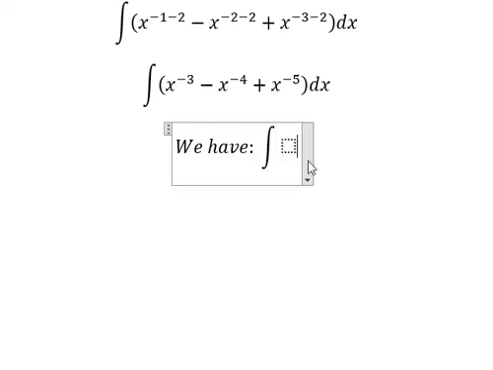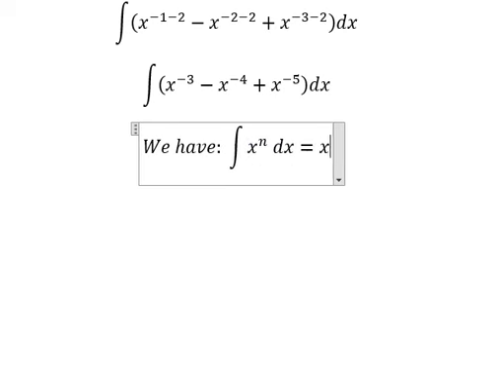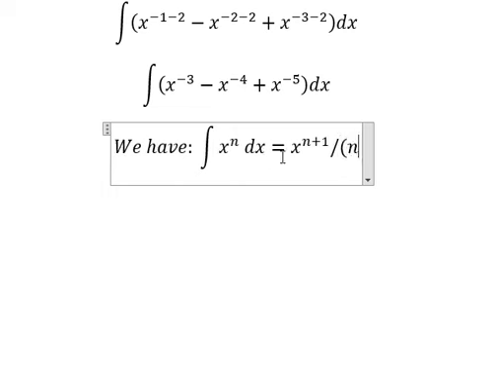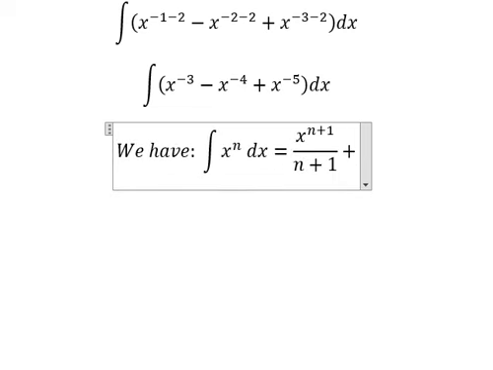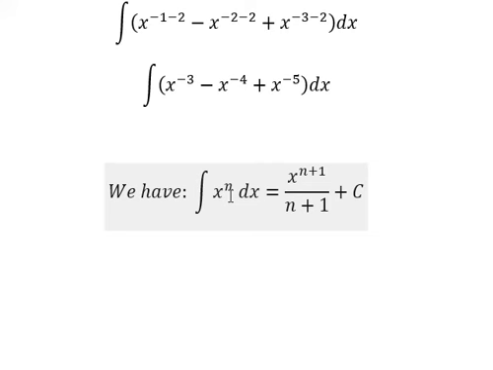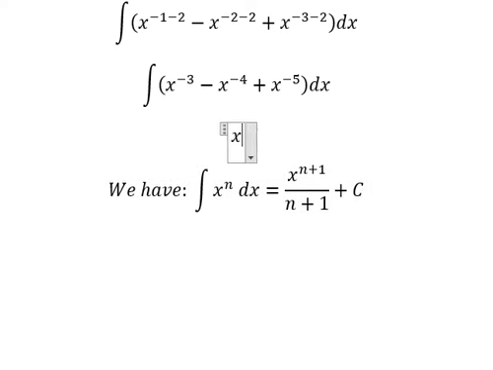The integration of s to the power of n dx. We have s to the power of n plus 1 over n plus 1, and I will put plus c. Now we can apply this formula in here. So negative number 3 plus 1, we have negative number 2.